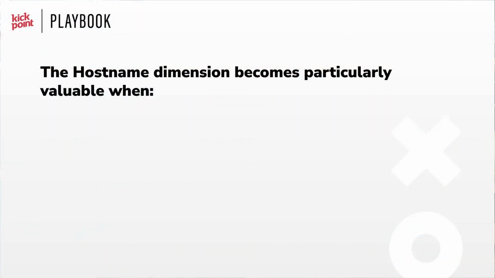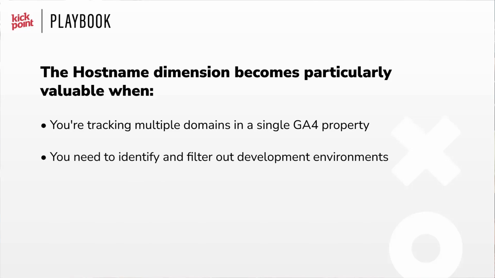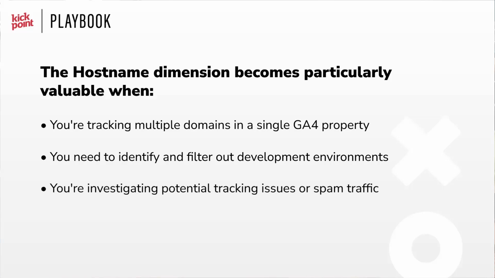Now finally, let's talk about the hostname dimension. This is simply the domain where the page was viewed, for example, kpplaybook.com or kpgeneralstore.com. The hostname dimension becomes particularly valuable when you're tracking multiple domains in a single GA4 property. It's also useful when you need to identify and filter out development environments, or if you're investigating potential tracking issues or even spam traffic. Sometimes you might see host names other than your main website show up in GA4. This could be because you have a staging version of your website, or it can indicate spam traffic. Our GA4 audit dashboard can help you quickly identify what host names are appearing in your property.